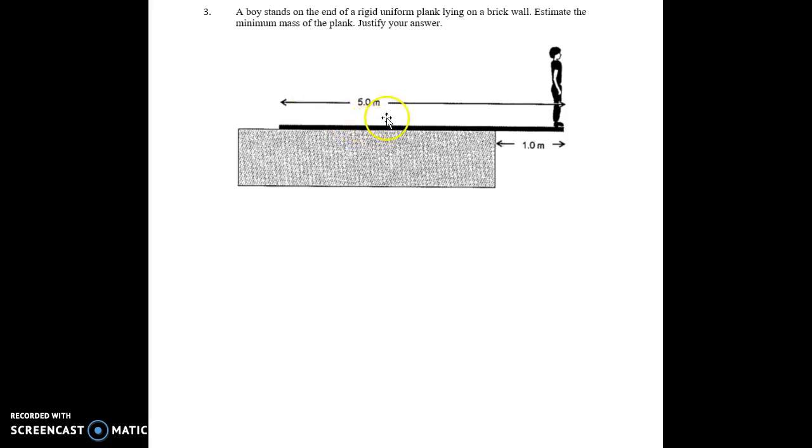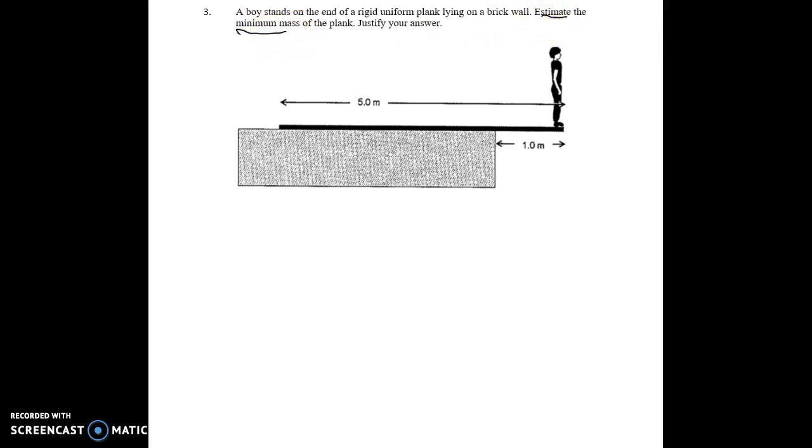Hello, welcome back. This is the third question, and this is also one of the toughest questions in this paper. So let us try this out. A boy stands on the end of the rigid uniform plank lying on the brick wall. Estimate the minimum mass of the plank. So you have to estimate.